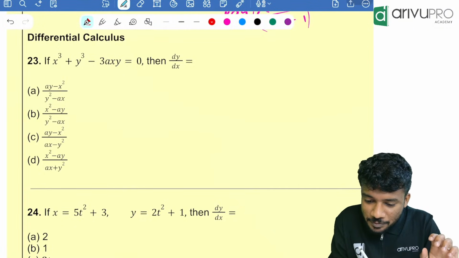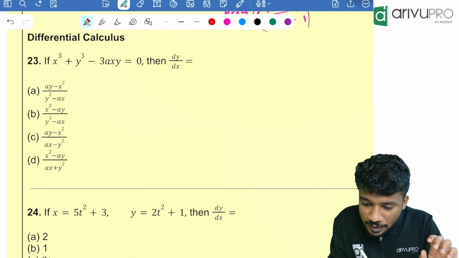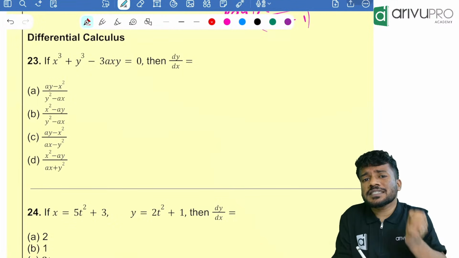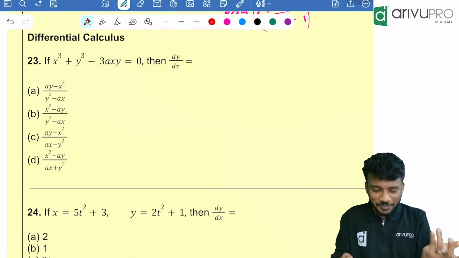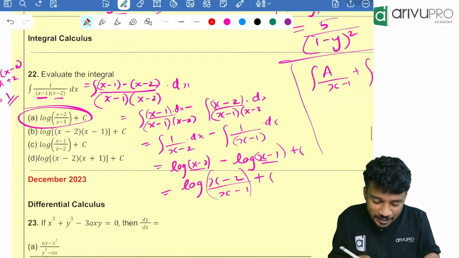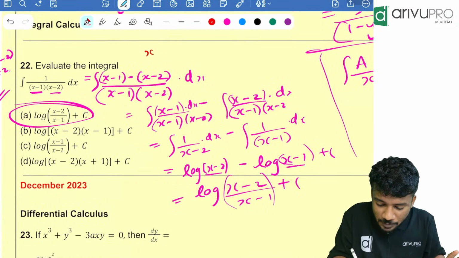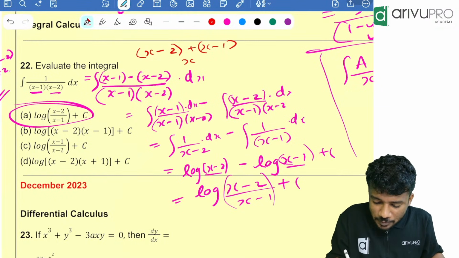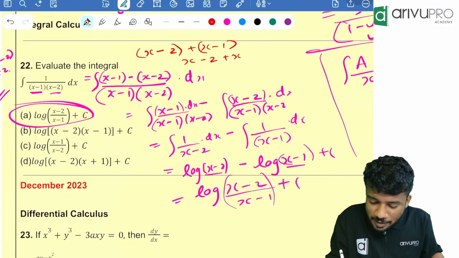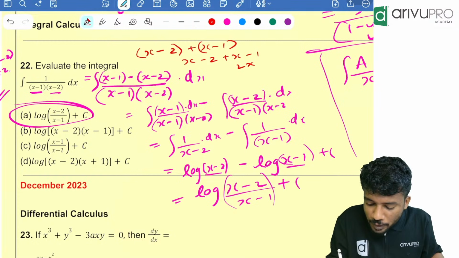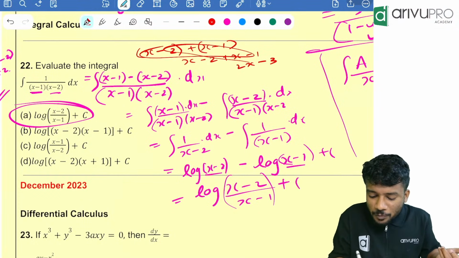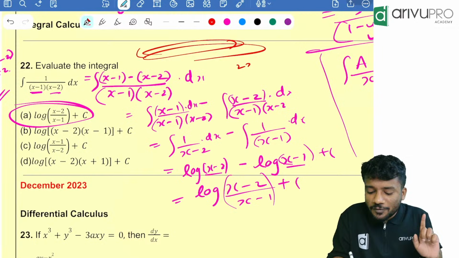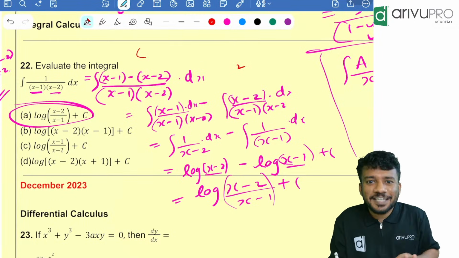Can we assume plus in the middle, sir? Can we also assume plus in the middle? That depends on what function is there. Now look here. If I assume it like x minus 2 plus x minus 1, what will happen? It will become 2x minus 3. That is not our numerator. Our numerator is 1. We should make it 1.